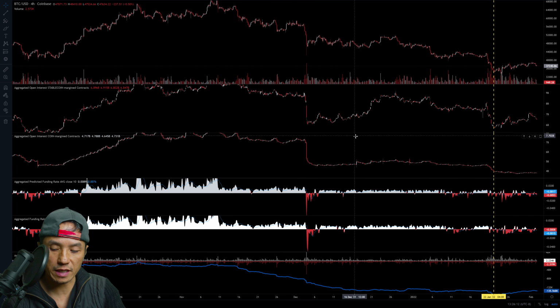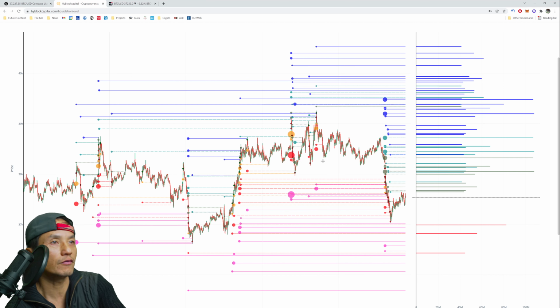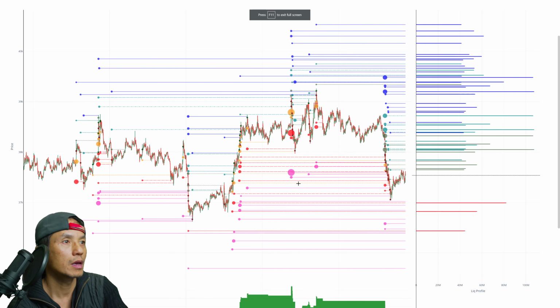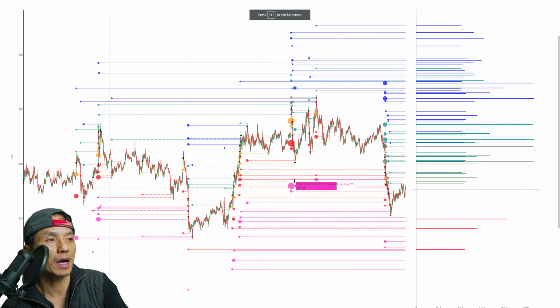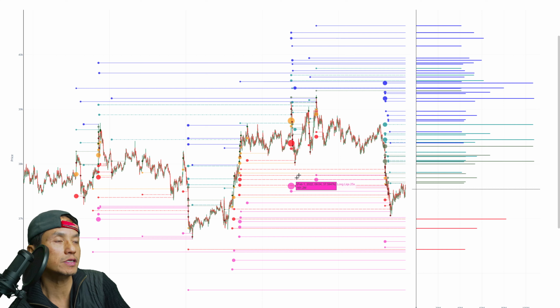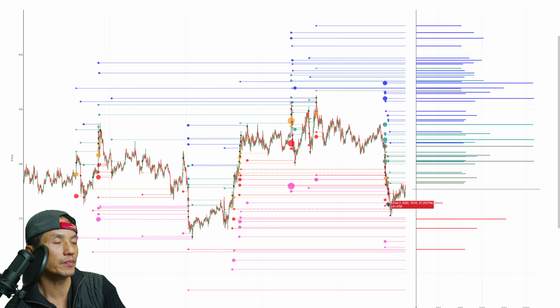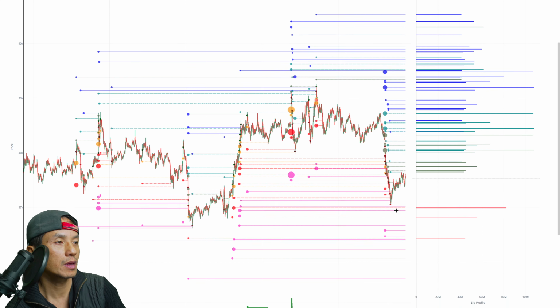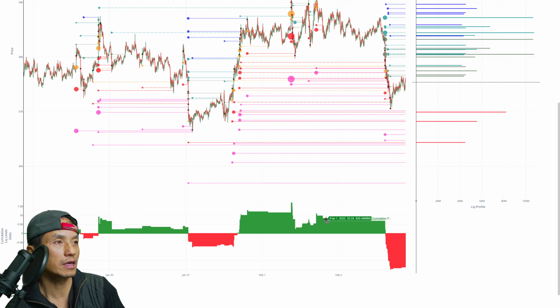Let's go over and take a look at the liquidation levels map. This is from High Block Capital liquidation levels. We see the price drop here. It cleared out a bunch of longs, and now it's coming back up. Let's take a look down here.